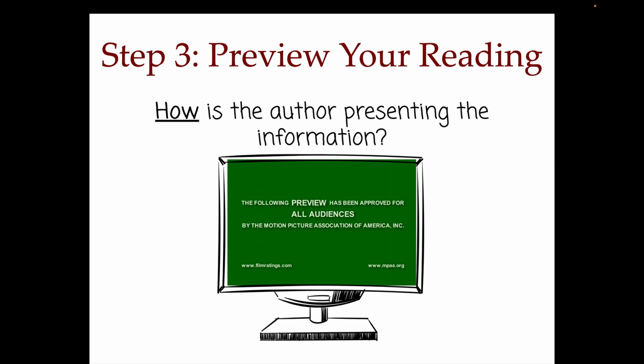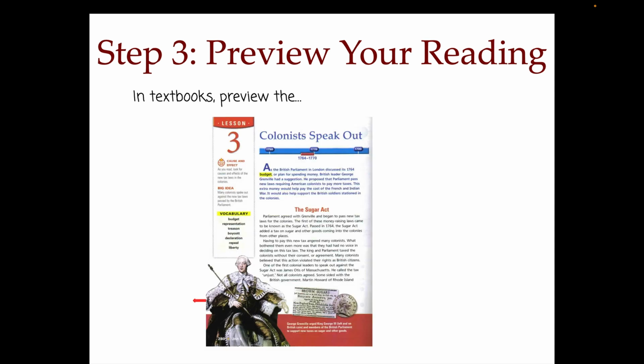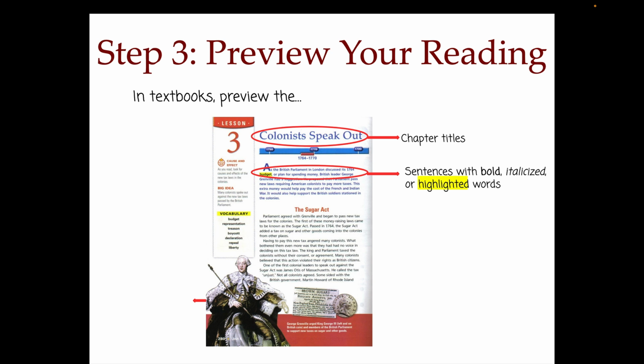So what sort of things should you look for when you're previewing the reading? Pay attention to chapter titles and subtitles. Sentences with bold, italicized, or highlighted words. You should do a quick read of these sentences only. Headings and subheadings with chapters, and any pictures that are included in the text.